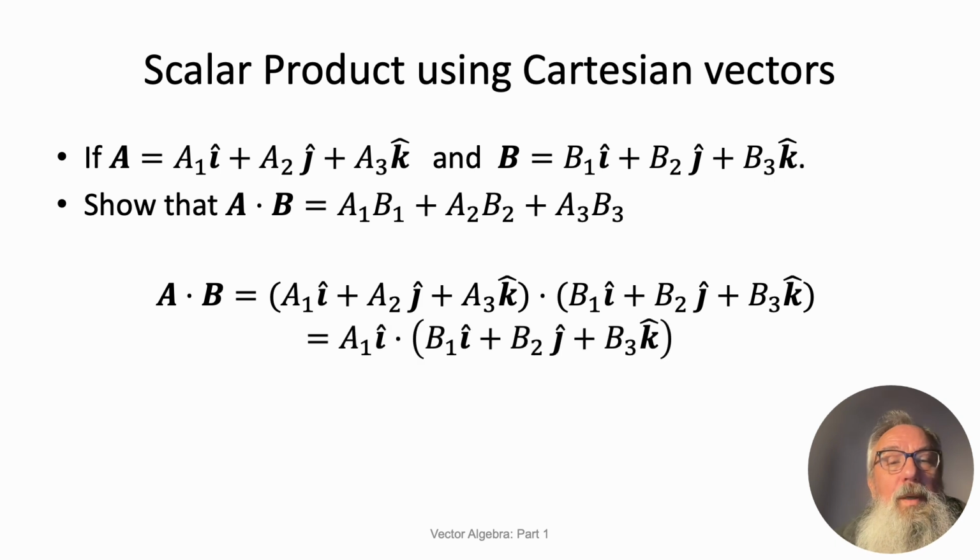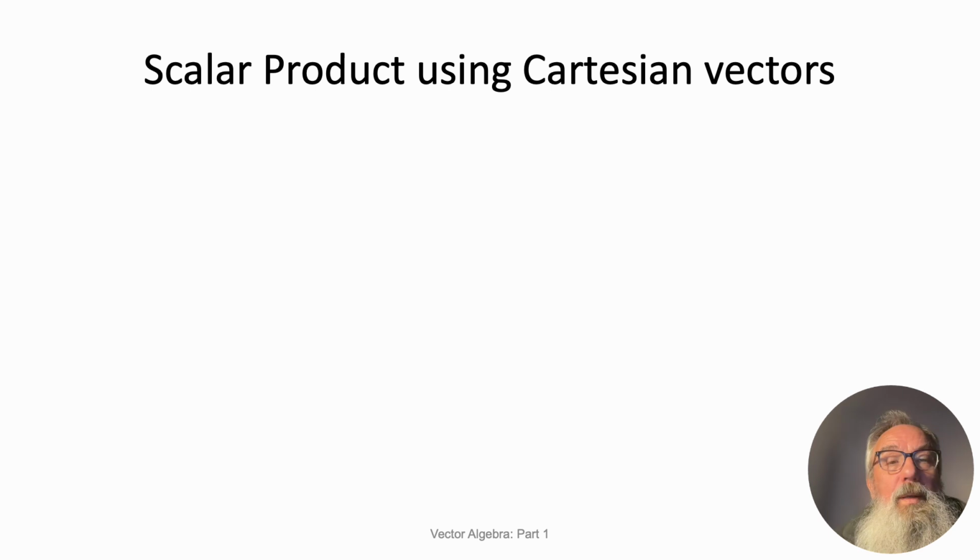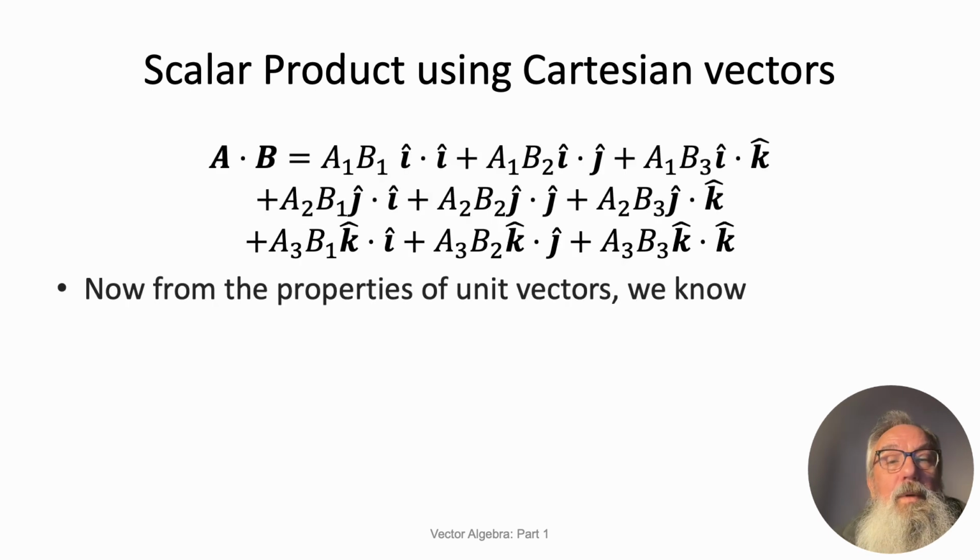And we can just expand this quite simply. Gets a bit long, but we can expand those brackets. Let's have a look what we've got up here. Now we have j dot i, k dot i, i dot k, j dot k.